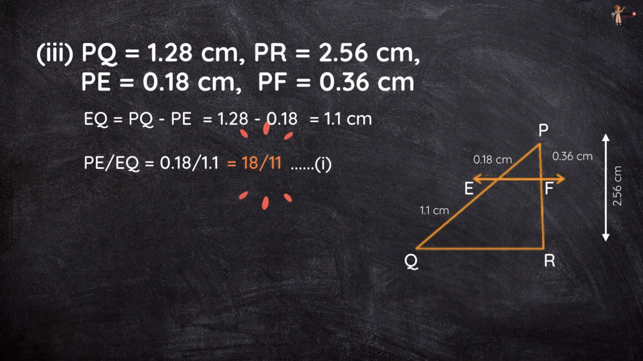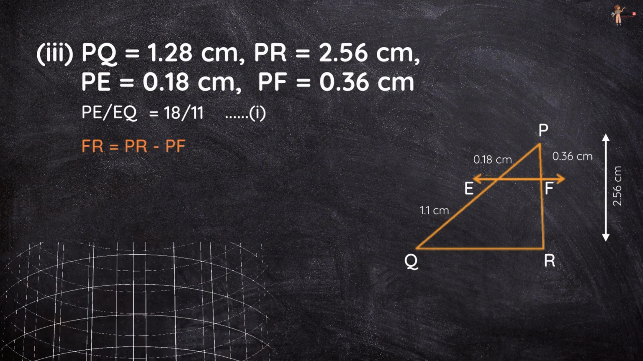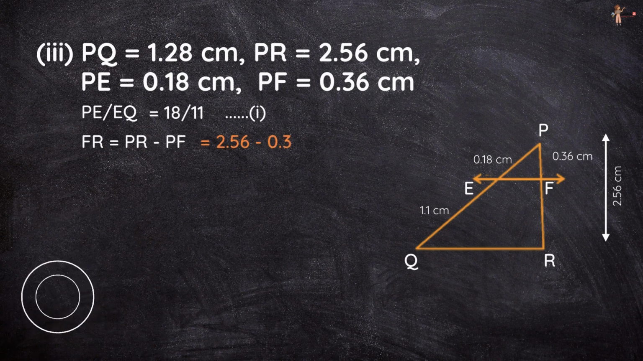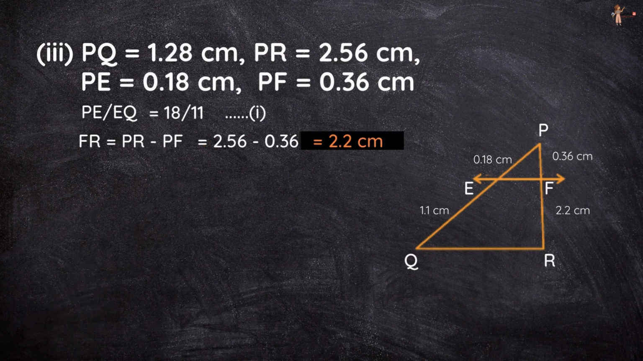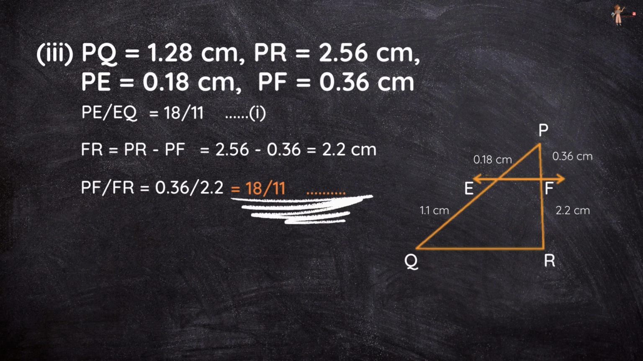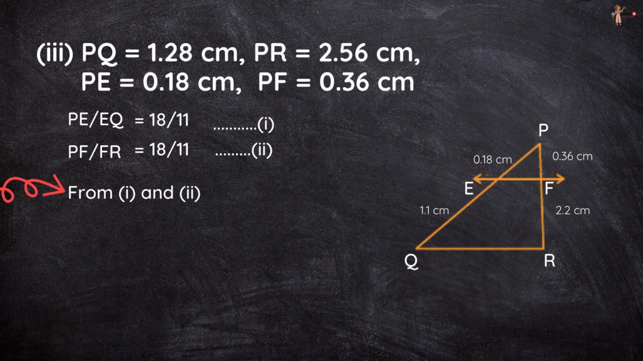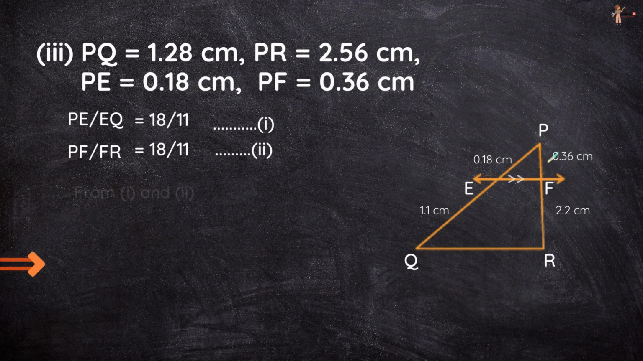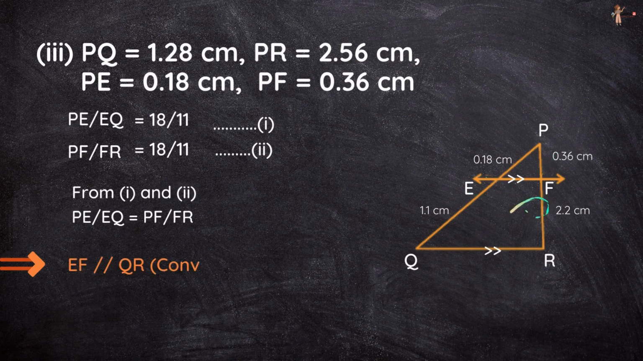And similarly, FR would be equal to PR minus PF. So it will be 2.56 minus 0.36. We get 2.2 centimeter. So PF upon FR would be 0.36 upon 2.2, which gives us 18 upon 11. Same as PE upon EQ. So we can clearly say that PE upon EQ is equal to PF upon FR, which means by converse of BPT theorem, EF is parallel to QR.